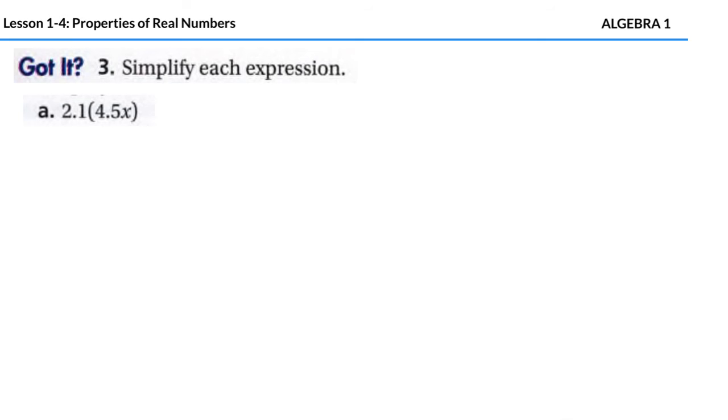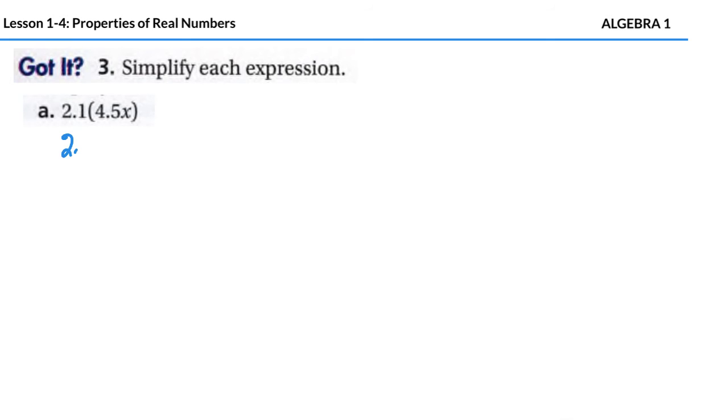Simplify each expression. 2.1 times 4.5x. Go ahead and do it, and then you can play the video. So I can use associative properties. Did you try it out? Okay, then watch my working.